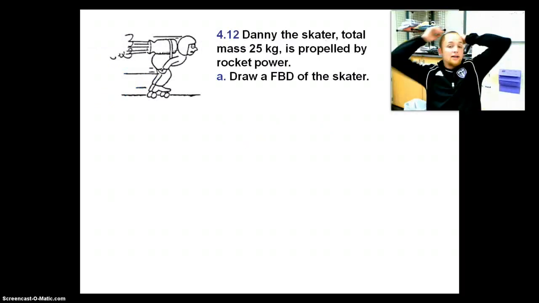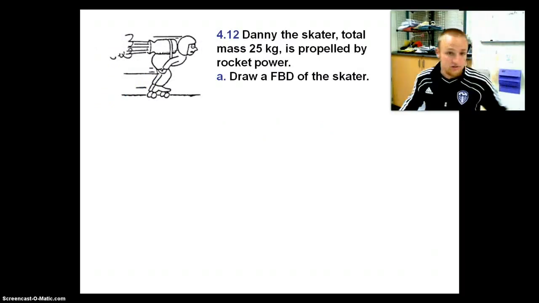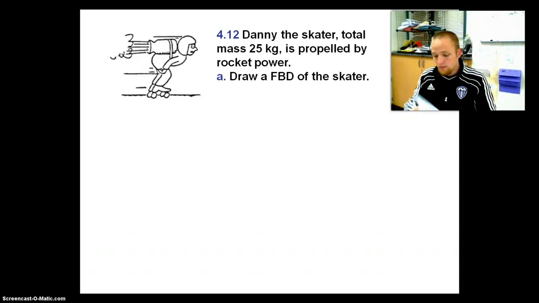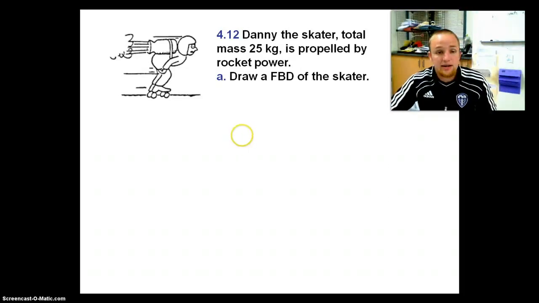All right, now we've got a new guy. We've got Danny the skater. His total mass is 25 kilograms, and he's rocket powered. So this is where it gets a little bit more involved as far as our problems go. So the first thing we want to do is draw our free body diagram.